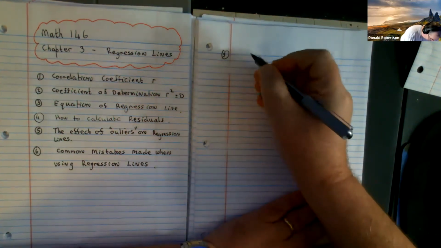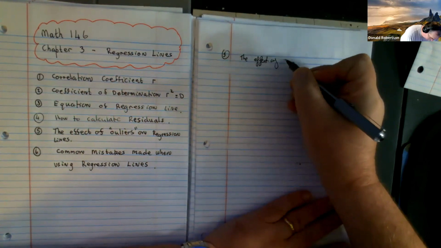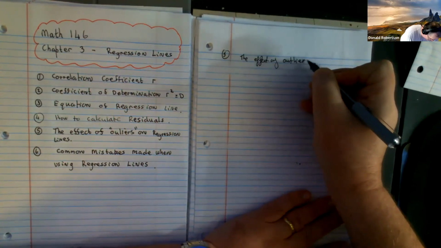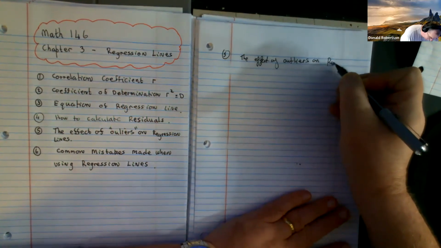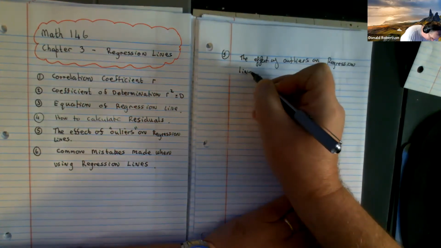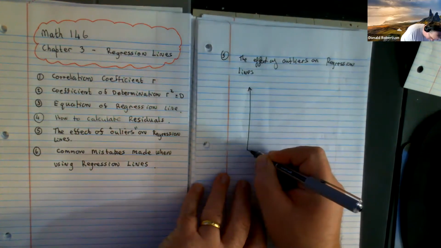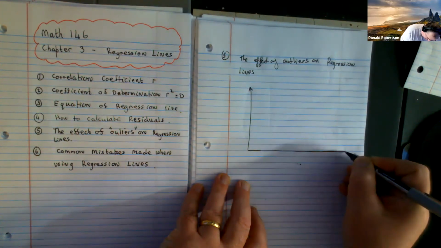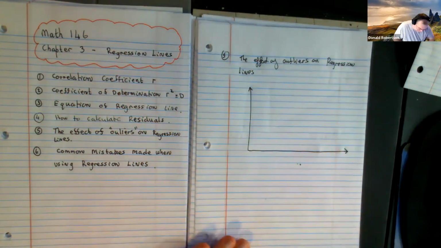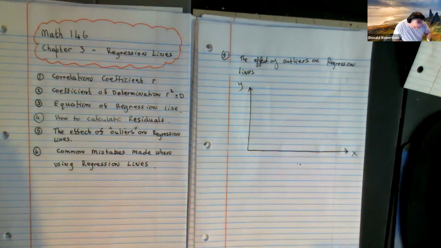Let's look at 5, the effect of outliers on these regression lines. And the effect they have might surprise you. So we have our X, we'll have our Y, we won't put any story on it, so we can just focus on the data.